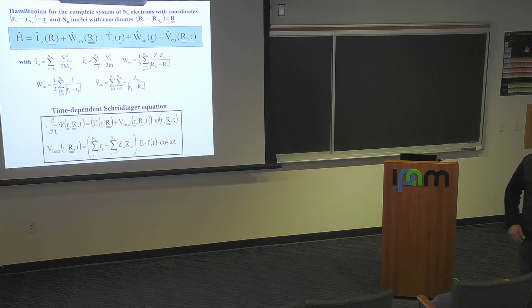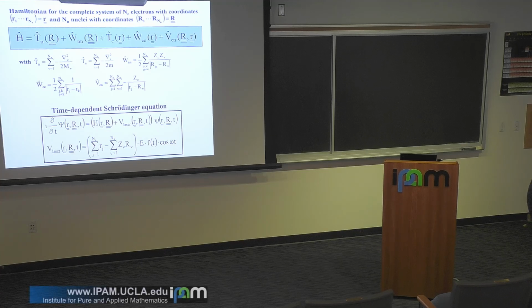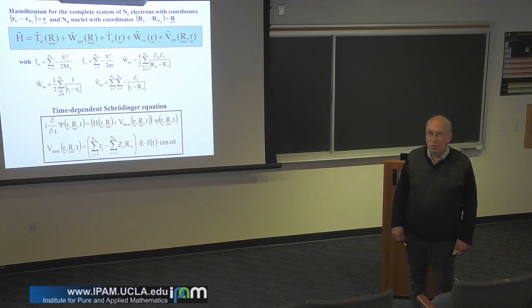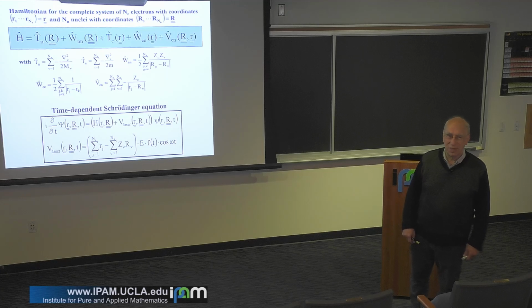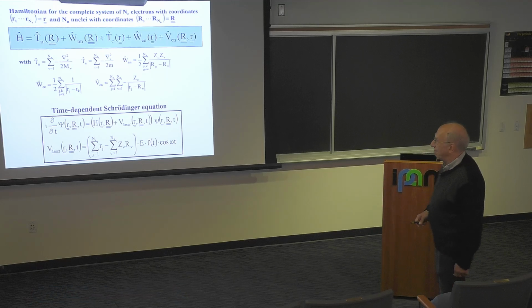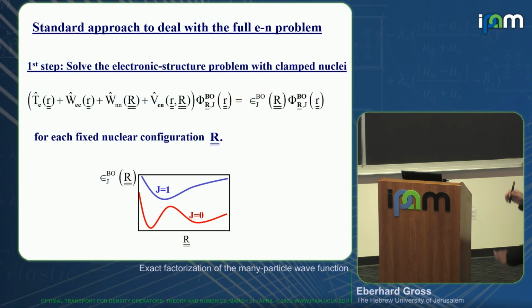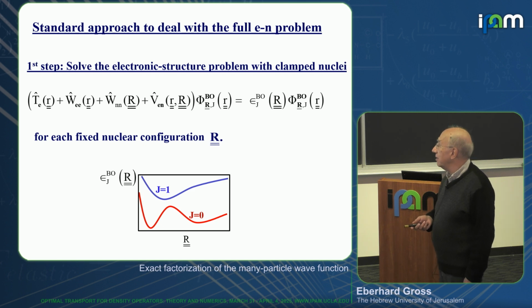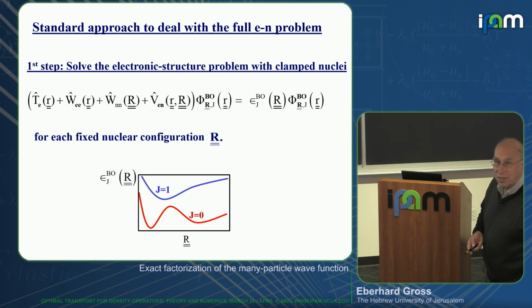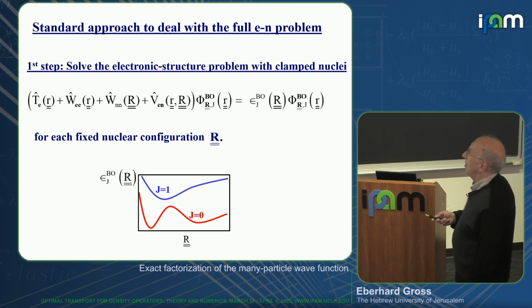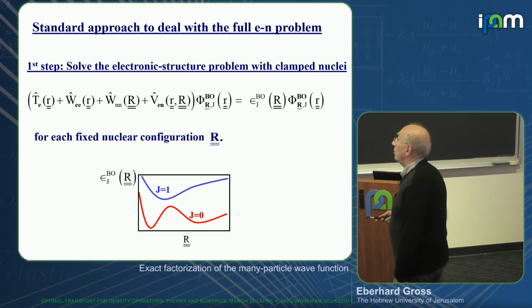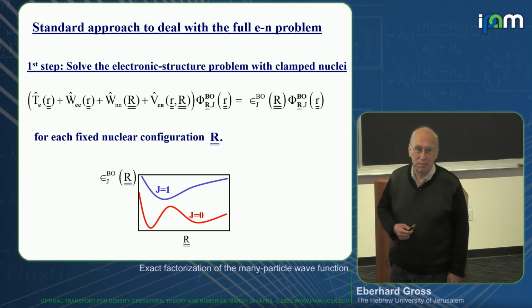Now, this is, of course, an exceedingly difficult task, and numerically has been achieved maybe for H2 in a laser field, maybe not even that. So it's difficult. And the standard approach to deal with the full electron-nuclear problem involves 2 steps. The first step is we drop the nuclear kinetic energy in the previous Hamiltonian. Well, then we are left with this Hamiltonian where the nuclear coordinates enter only as parameters.